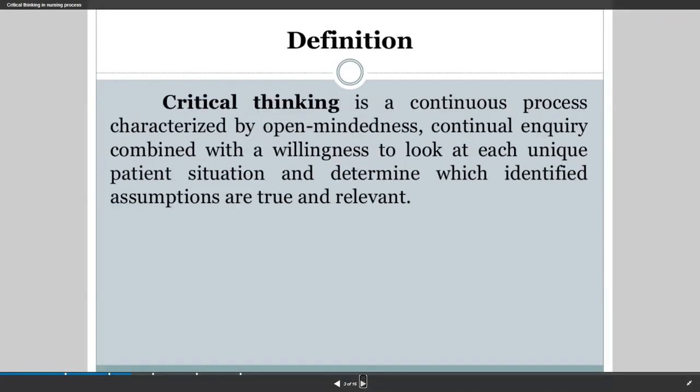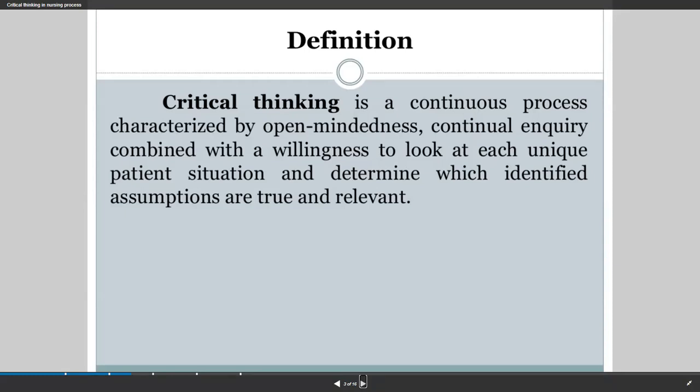So what is the definition of critical thinking? It is a continuous process characterized by open mindedness, continual inquiry combined with a willingness to look at each unique patient situation and determine which identified assumptions are true and relevant. It is a continuous process characterized by open mindedness. Open mindedness means you listen to what the person says without making any kind of judgment. That is open mindedness.